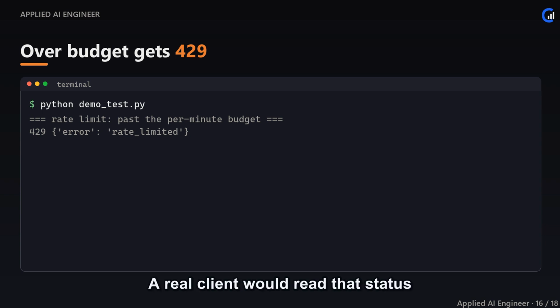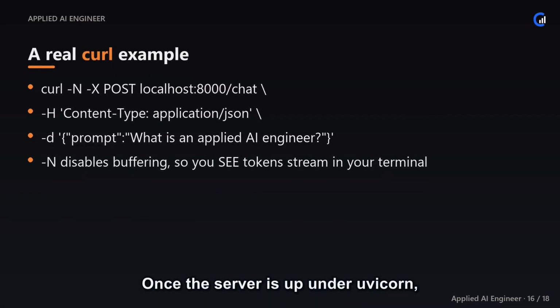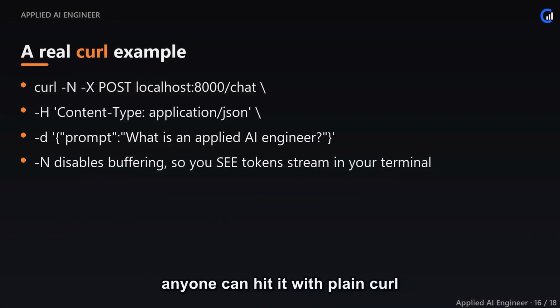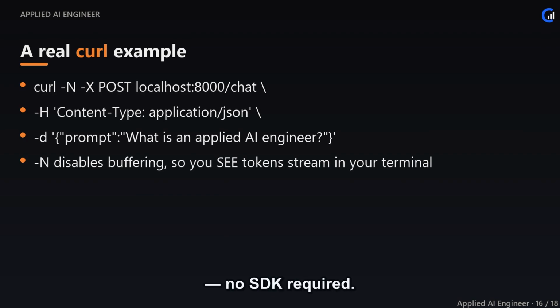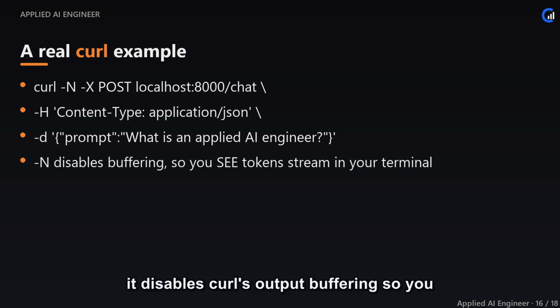A real client would read that status and back off, exactly as our resilient caller did back in episode 1. Once the server is up under Unicorn, anyone can hit it with plain curl, no SDK required. The -n flag is the important one. It disables curl's output buffering so you watch the SSE frames stream into your terminal in real time, exactly as the browser sees them. This is the proof that Atlas is now a real networked service.